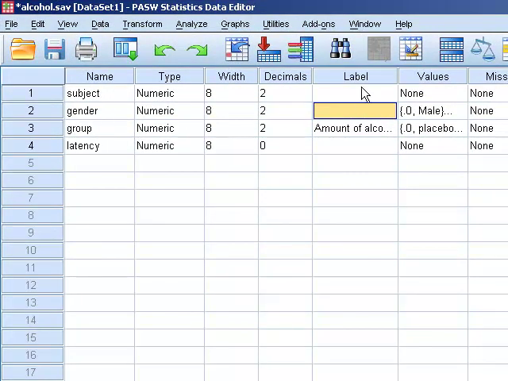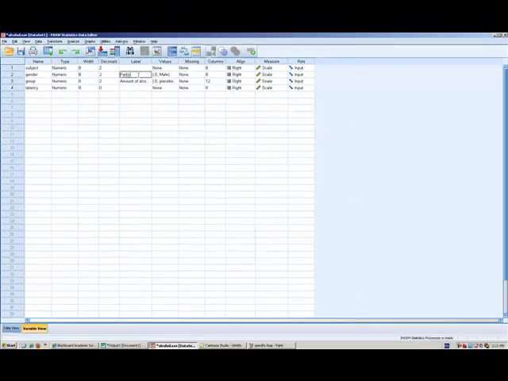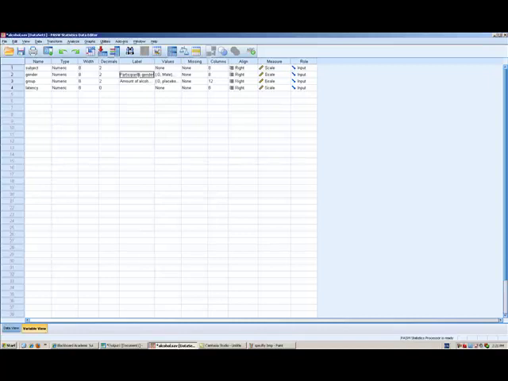We can do that here in the column marked label. We can put in up to 255 characters that say exactly what this is. So if we double click on this, as I've done, then we can type participants' gender, and because that's reasonably clear, we know that we're now talking about participants' gender.